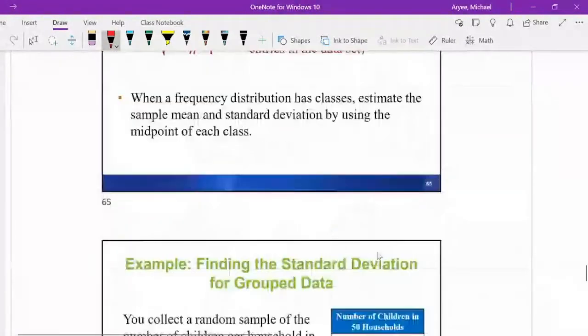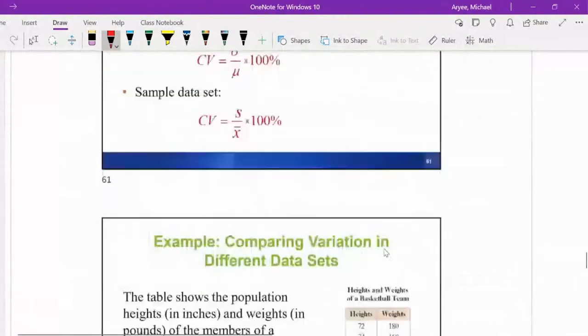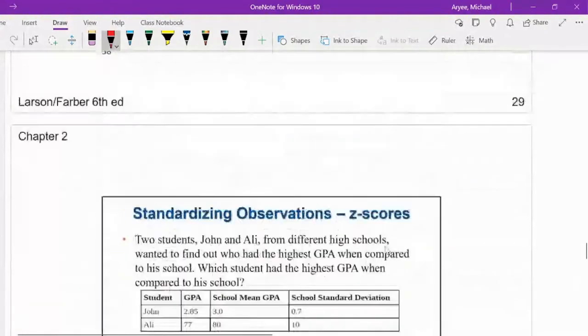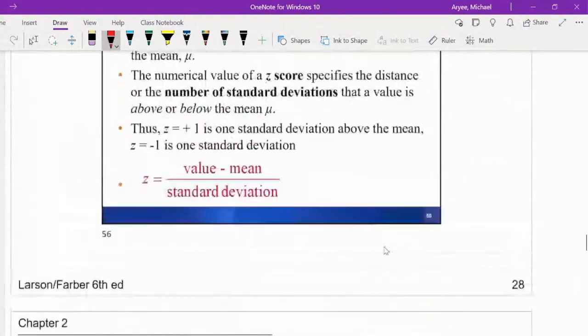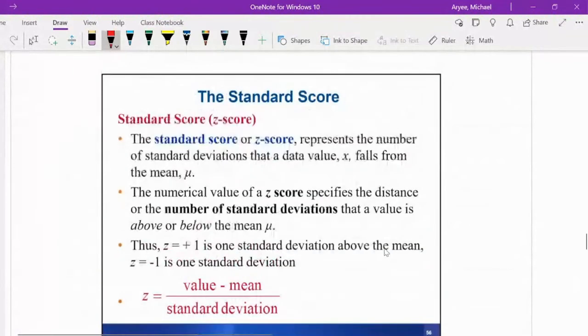The last part that I want to talk about is called the z-scores. Let me quickly go through that. The z-score is also called the standard score. The formula is a value minus the mean over the standard deviation. It tells you how many standard deviations, the number of standard deviations above or below the mean.